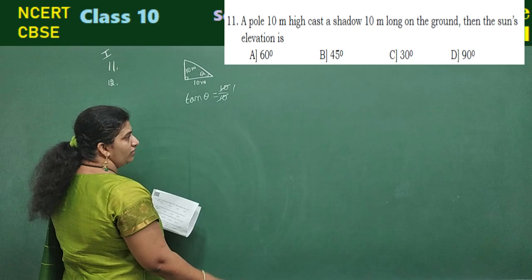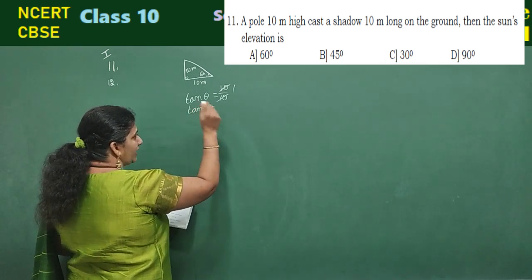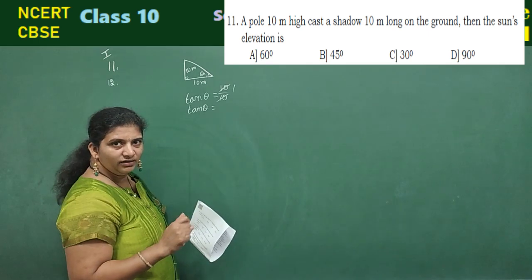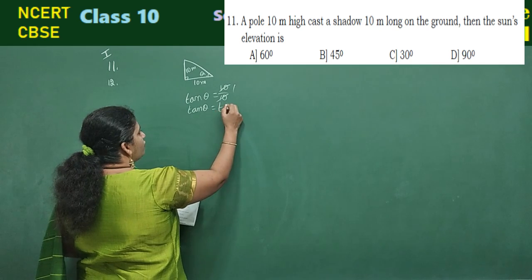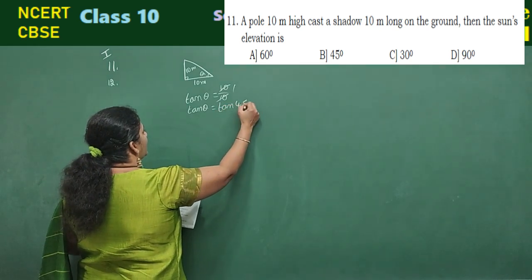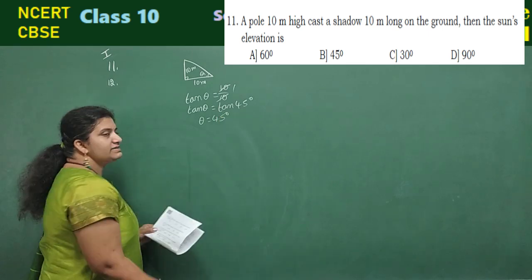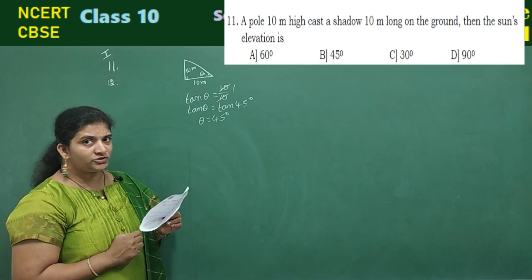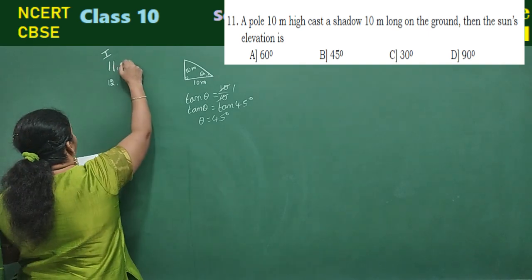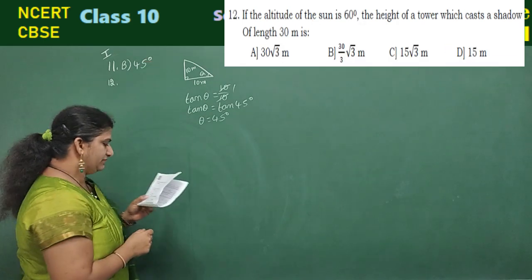10 ones are 10. That means in the trigonometric ratio table, where do you get 1? In the tan row, where do you get 1? At tan 45. Therefore, theta is equal to 45 degree. Sun's angle is 45 degree, which is your right option, B. B, 45 degrees is your right answer.